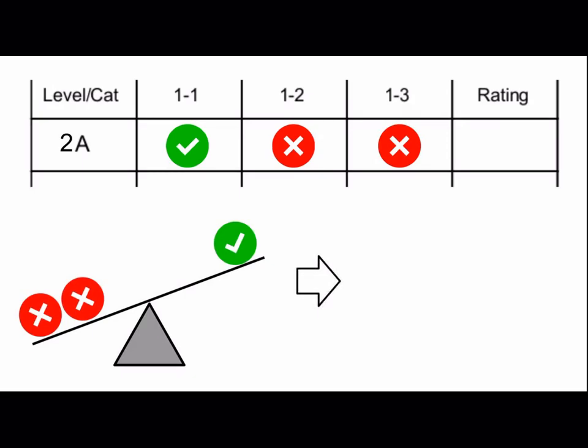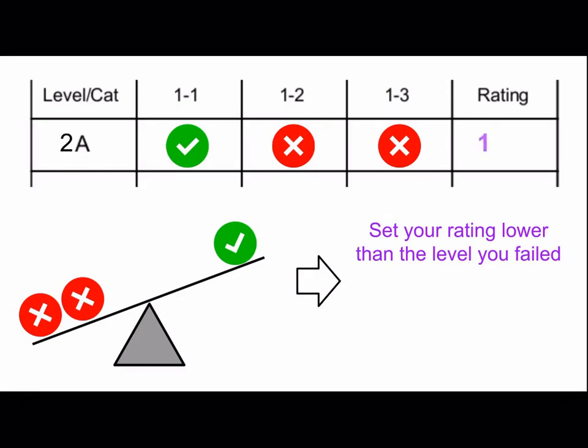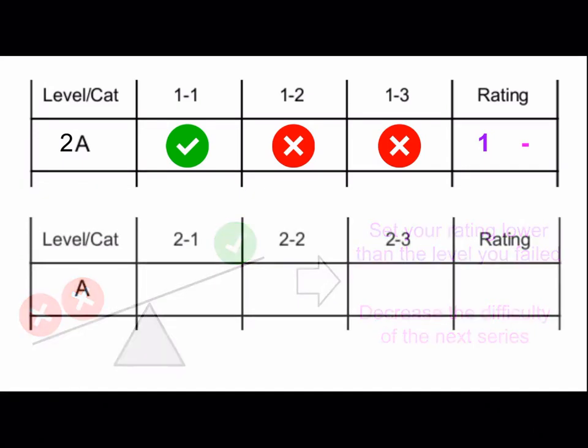This is represented by that graphic there. So what's going to happen is now we're going to get bumped down. Our rating will be lower than the level we failed. So we can't be rated level 2 because we failed that level. We're going to get a 1, and we're going to get a note there that says we need to make the next series easier. It's going to decrease the difficulty of the next series.